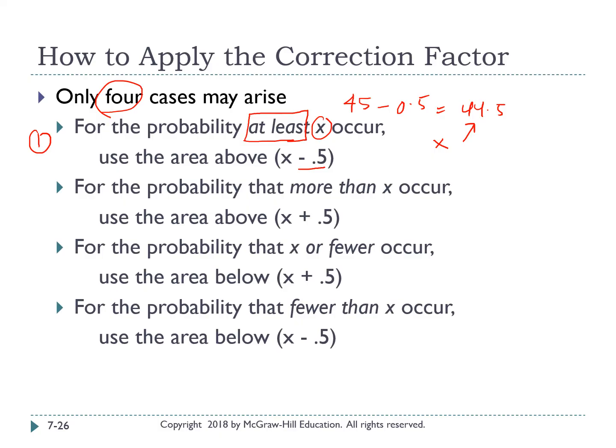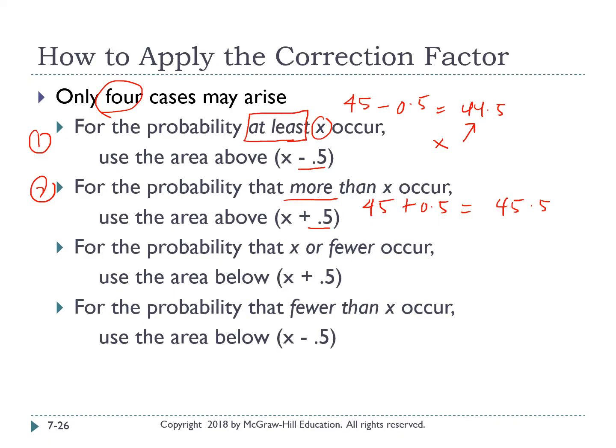The second case is if the question asks, what is the probability that more than x occur? The words are more than. If you have these words, you take the x, maybe 45, and add 0.5, so your new value of x is 45.5.